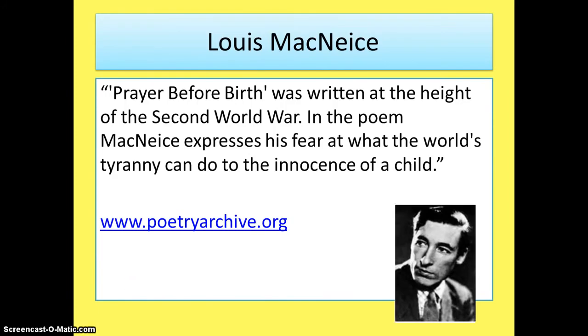Louis MacNeice is the poet who wrote this poem. He's an Irish poet. He wrote it during the Second World War in 1944. And it's mostly about his fear about what it's like for a child to be born into a world that is in the midst of war.